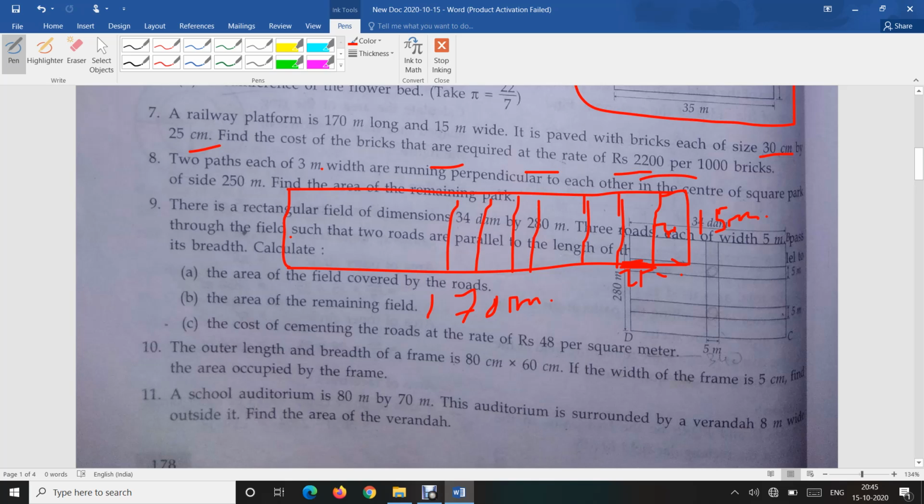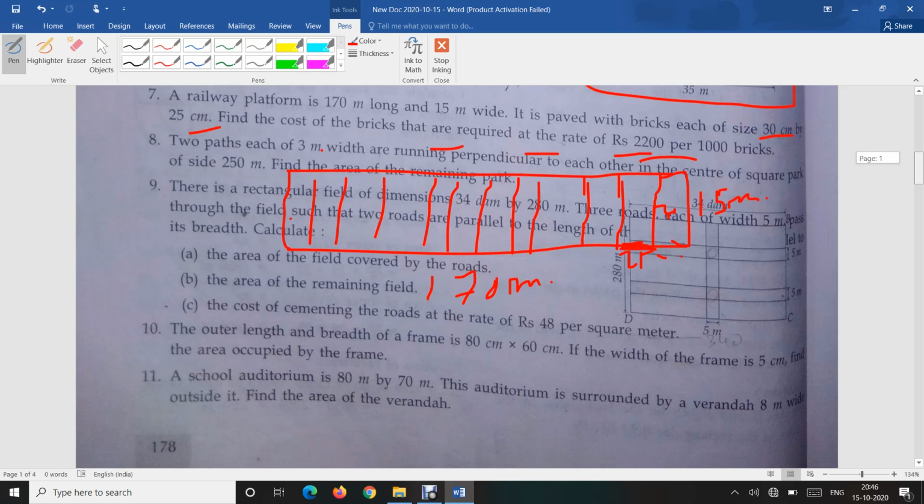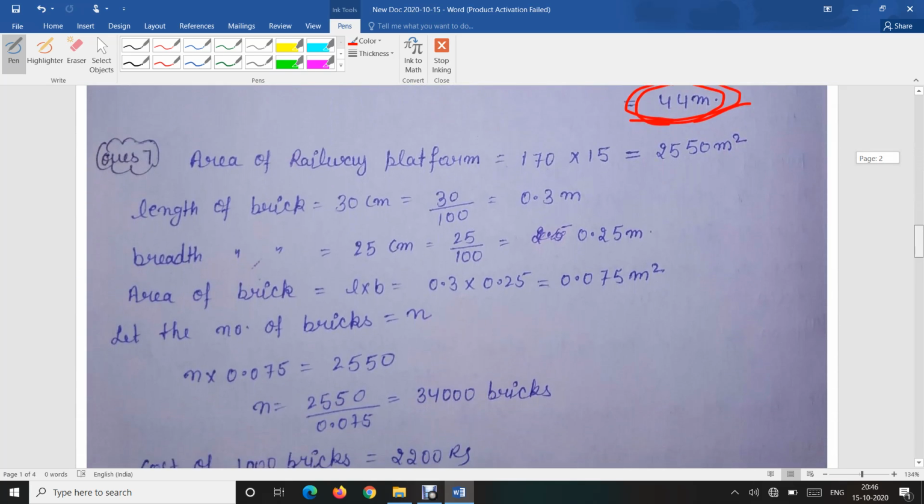See, you have to find out the cost of the bricks. To find out the cost of the bricks, you have to know the number of bricks. Obviously, if you know how many bricks will be required to cover this platform, you can find out the cost of the bricks. So first of all, you have to find out the number of bricks.